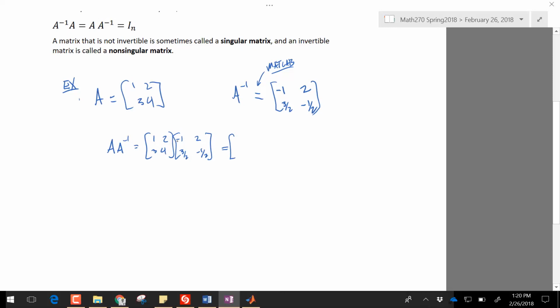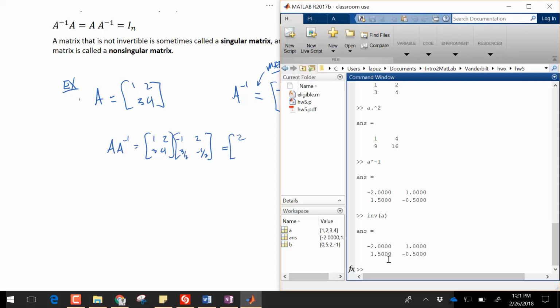So -1 plus 3. What's -1 plus 3? 2. That didn't work out. Let's make sure we copied it correctly. Oh, it's -2.